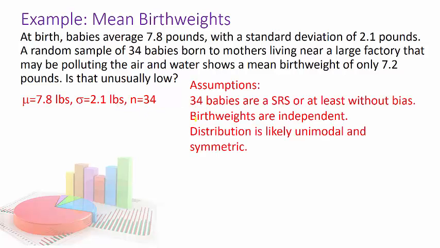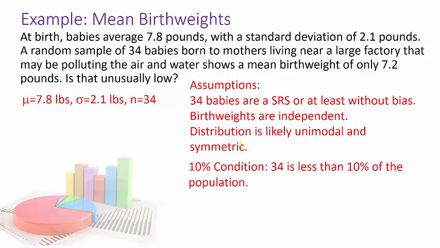Our assumptions are 34 babies are a simple random sample, or at least without bias. That there's randomization occurring, that's another way to write that. Birth weights are independent. Should be. The weight of the next baby born doesn't really depend on the last baby that was born. Distribution is likely unimodal and symmetric. And that's one way you can say, hey, most times it's probably very close to a normal distribution, but this is something you can add in, not as required.